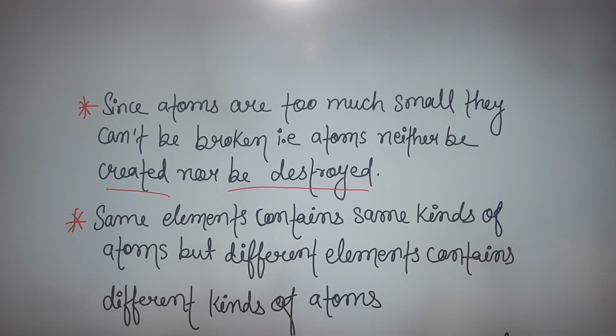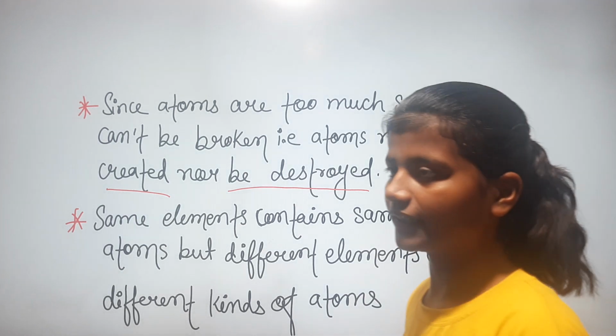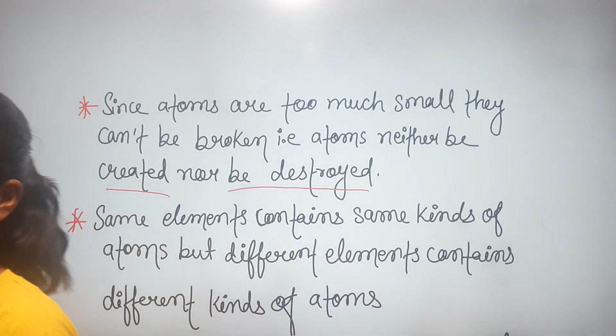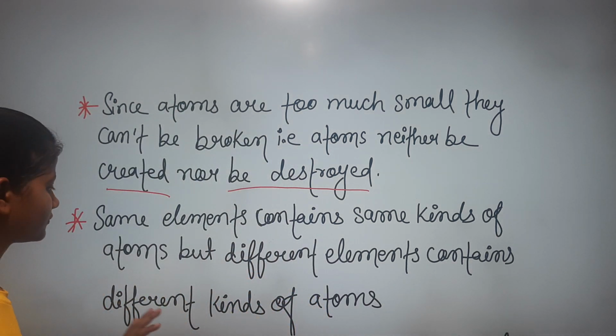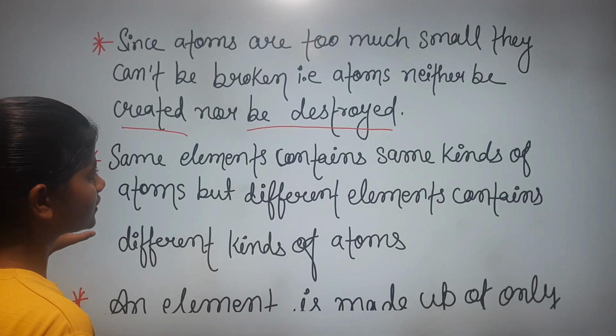So our second point is that atoms are too small. They cannot be broken. That is, atoms cannot be created nor be destroyed. This one is our second point.